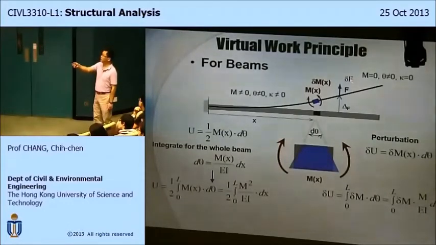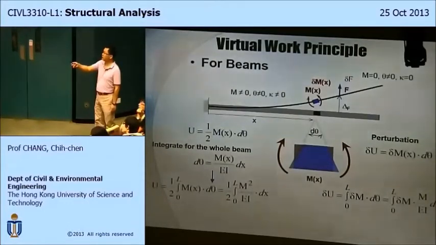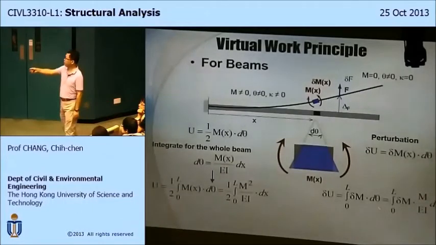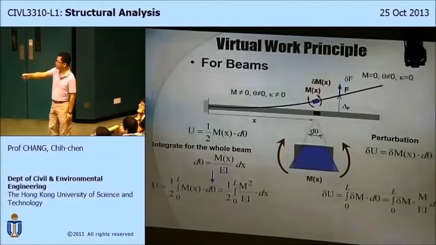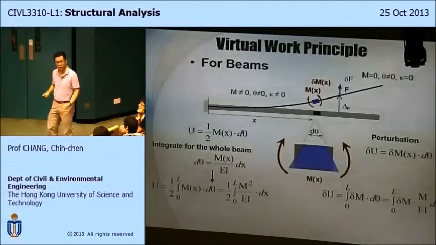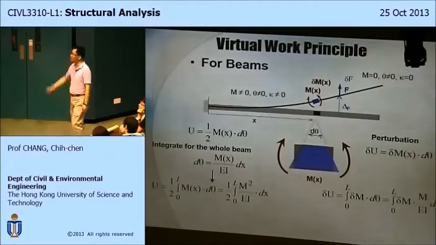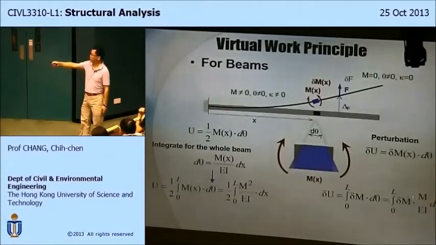And delta F will then induce this delta M. This delta M then appears right here. So this is a virtual bending moment due to the presence of the virtual force. This is a real moment, right? This real moment is coming from this relationship, which is established based on the curvature-moment relationship. So the conclusion is, this is a real moment, this is a virtual moment.